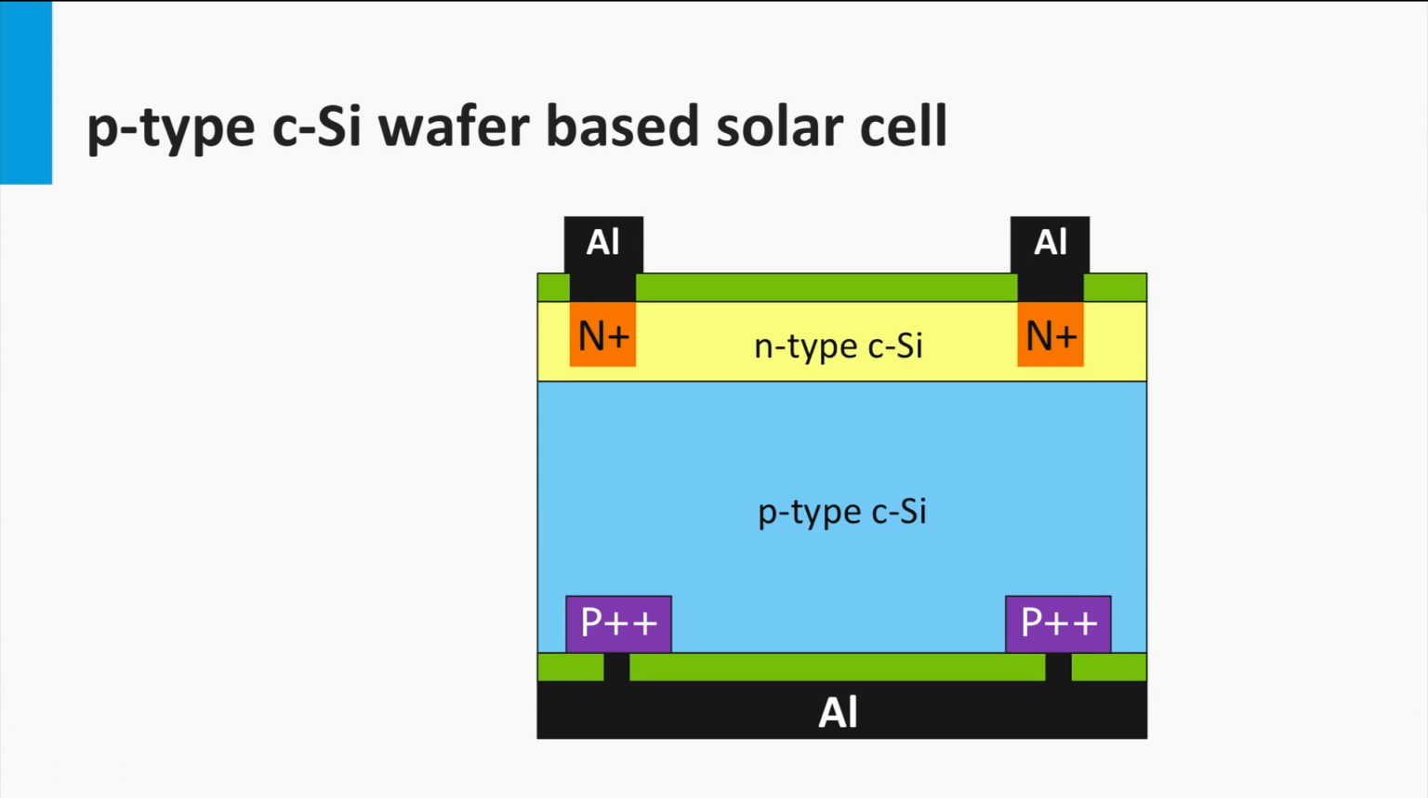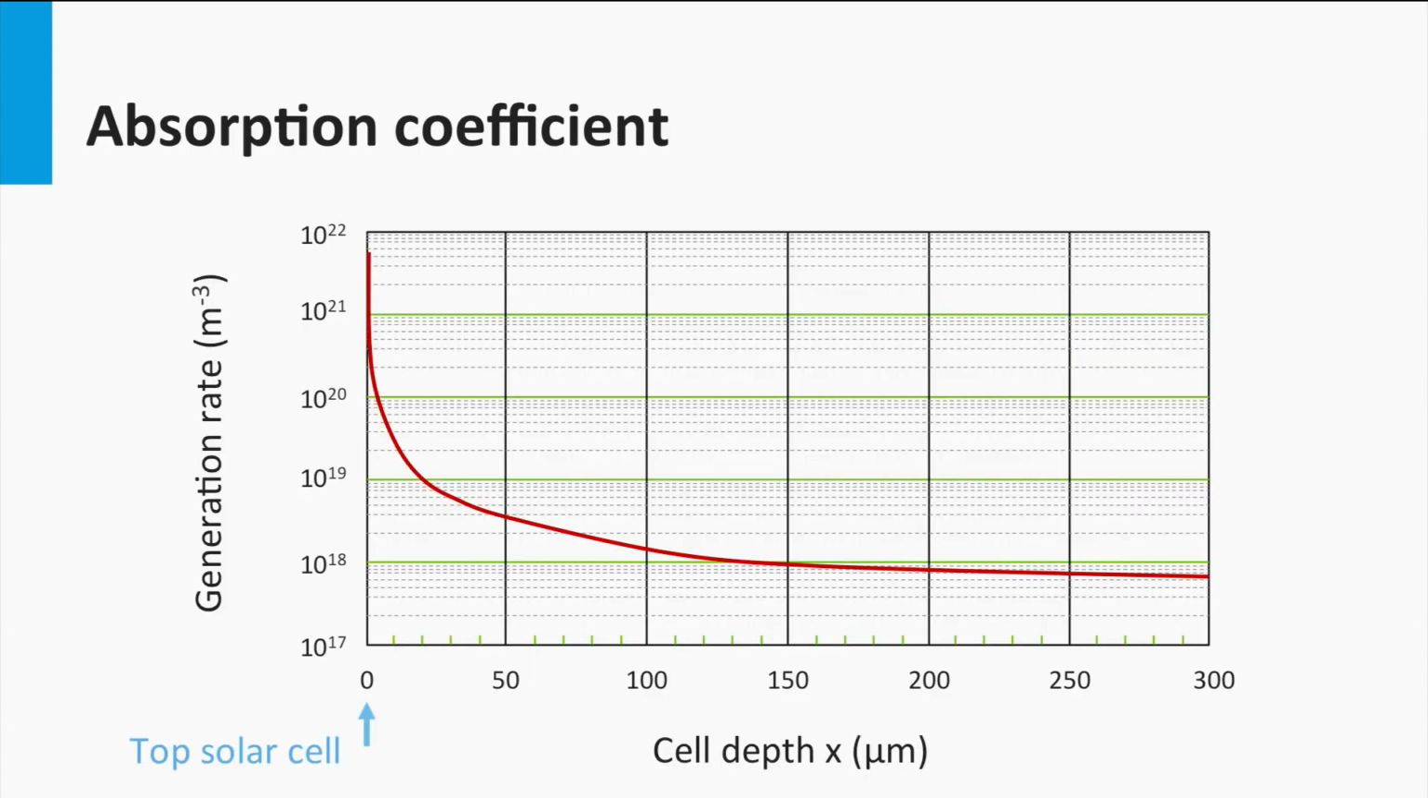This layer is often called the emitter layer. This N-type emitter layer is much thinner than the wafer. The emitter has a thickness in the order of 1 micron. The rest, the P-doped wafer, can be in the order of 100 up to 300 microns.